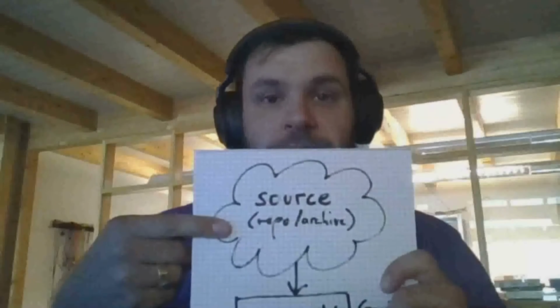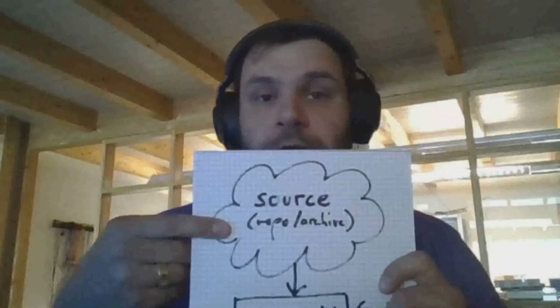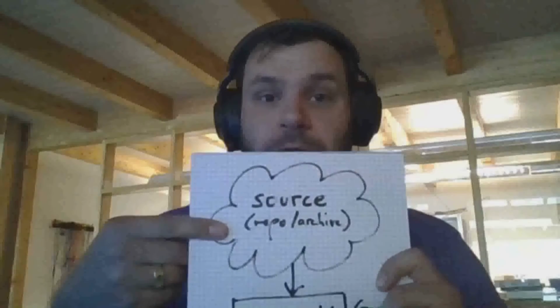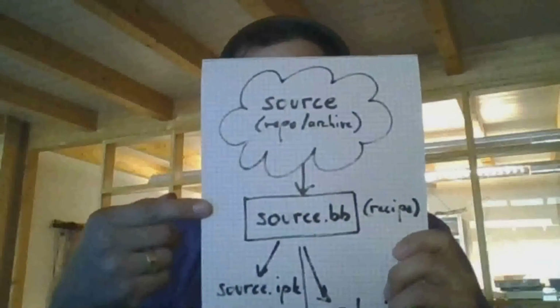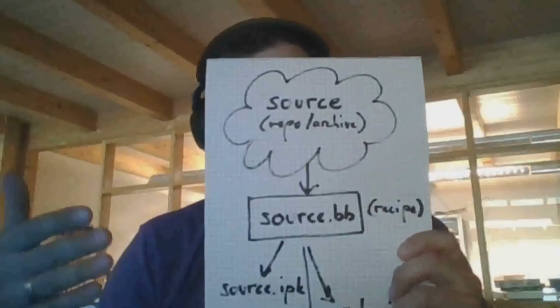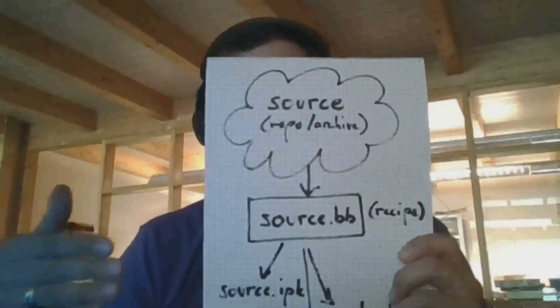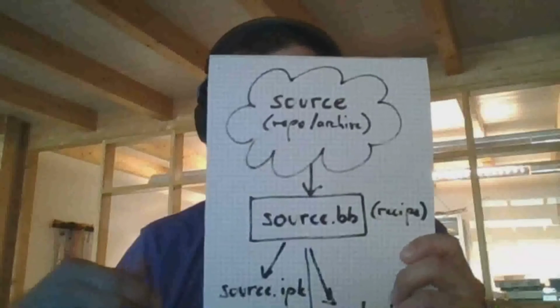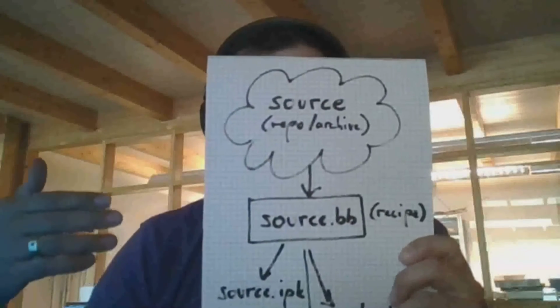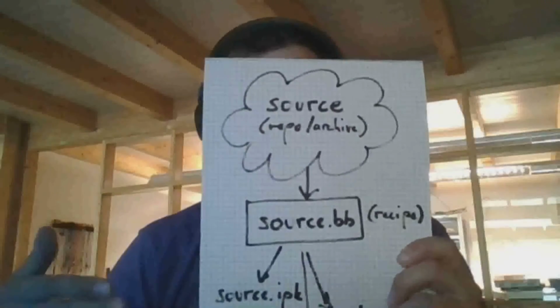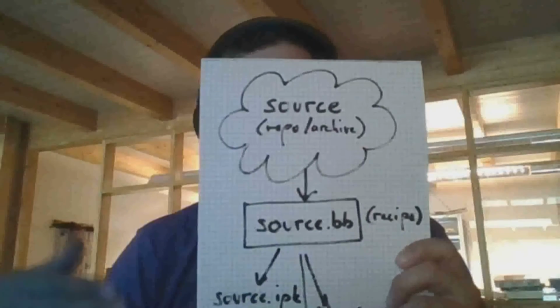You usually have some form of source package somewhere on a repository or on the internet that you want to actually use. Then the recipe pulls that down. It includes the URL or the path to your repository. And the recipe also includes all the instructions that it takes to build that package.